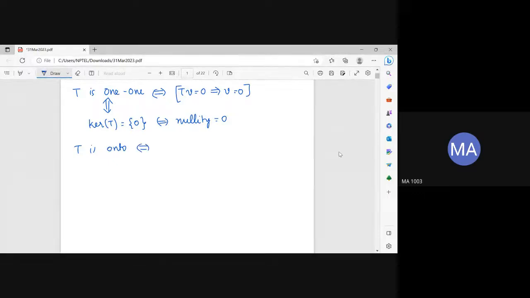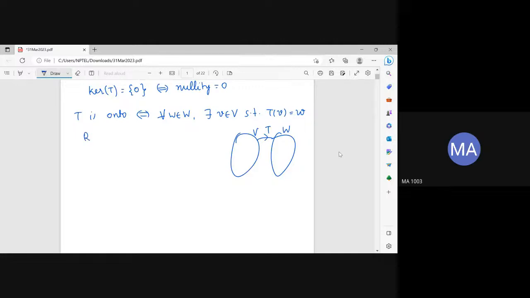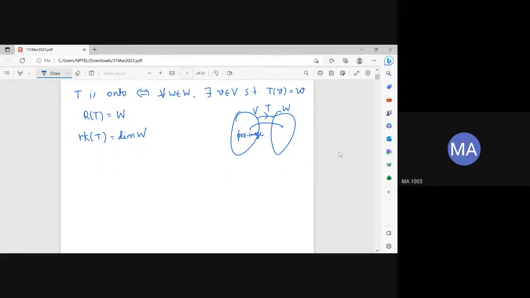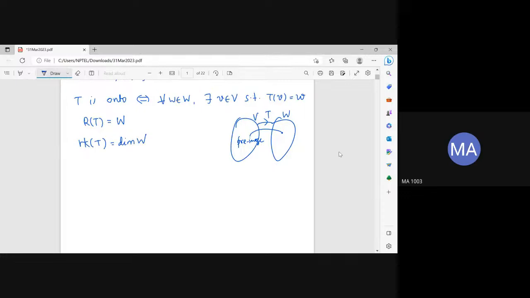And when is T onto? What is the definition of onto? For every vector in the codomain, there is a vector in the domain which gets mapped to it. So you have the domain, the codomain and the linear transformation. Onto means the range of the linear transformation is equal to the codomain. That is, every point has a pre-image. Rank is the dimension of the range. So every point in the codomain has a pre-image, or in other words, the range of the linear transformation is equal to the codomain.